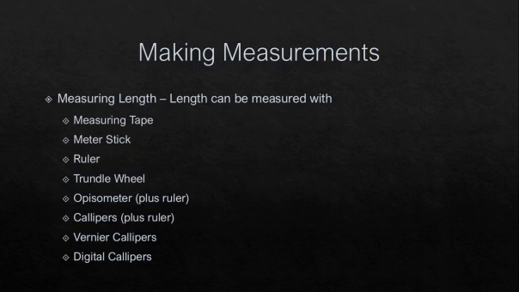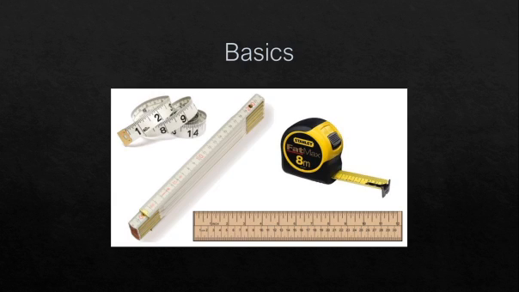So, making measurements then. We can measure length a number of different ways. What length you're trying to measure decides what piece of equipment you use. If you're measuring something long, like maybe 2 or 3 meters, you use a measuring tape. Something around or less than a meter, you'd use a meter stick. Smaller than that, you'd use a ruler. A trundle wheel is something different; we'll look at it in a couple of slides. Then there are an opsometer, calipers, vernier calipers, and digital calipers. We'll look at those as well. They're new things you need to learn as you go through this.